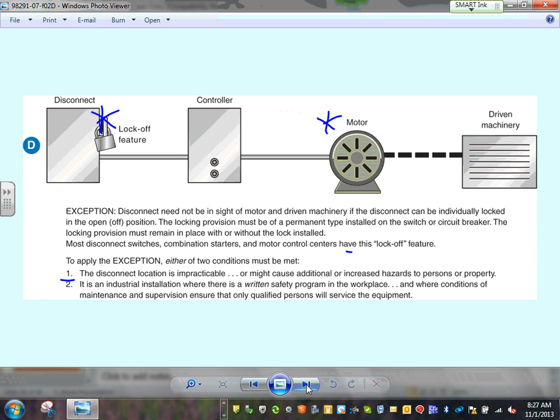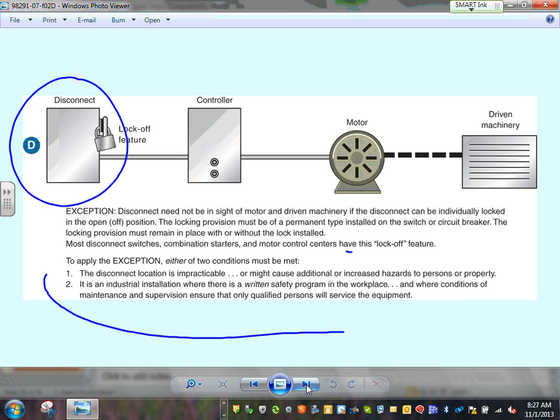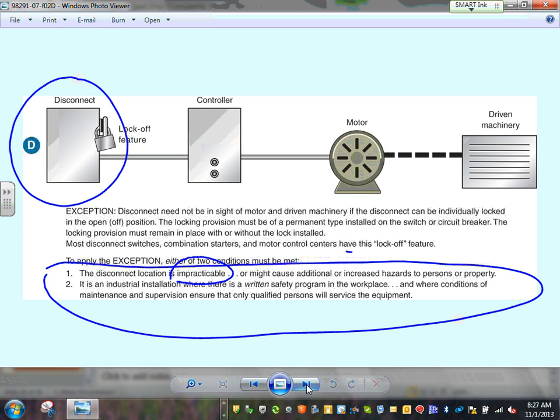Here's an exception, though. This is the exception that a lot of engineers, guys, use. The exception is that the disconnect does not have to be within sight of any one of these. But look at the conditions, though. There are two conditions right in here in order to use it. Number one, it has to be impractical to install, or it would create more hazard.